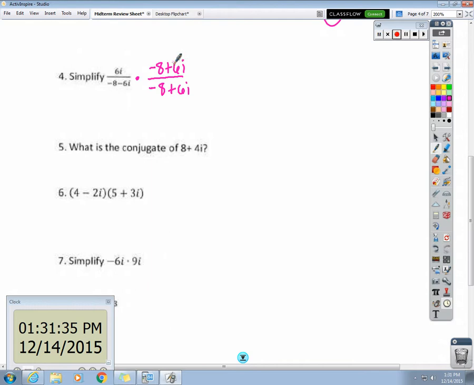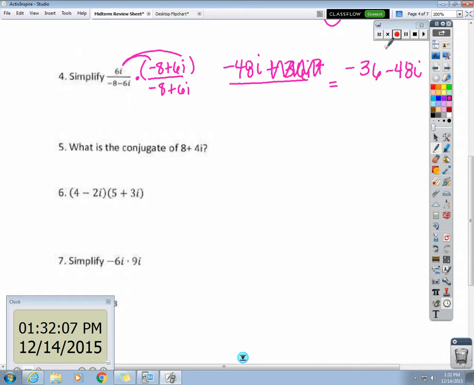So now when we look at the top, we see that we have to distribute. 6i times negative 8 is negative 48i. 6i times 6i is, right? Okay, what does i squared equal? A negative 1, and so that turns this 36 into a negative 36 because they're touching, so it's multiplying. So it turns it into a negative 36 and then minus 48i. Now some of you may be wondering, why did you reverse the order? Remember with complex numbers, they always have to be written a plus bi. The real number first, the complex number second.